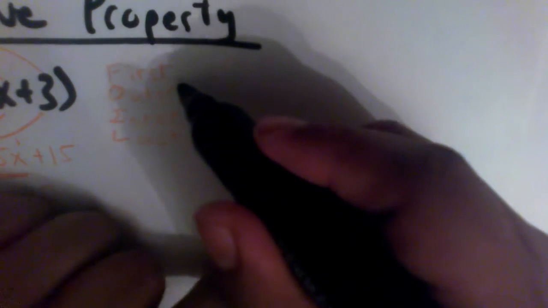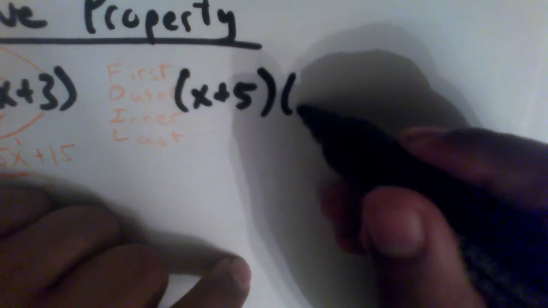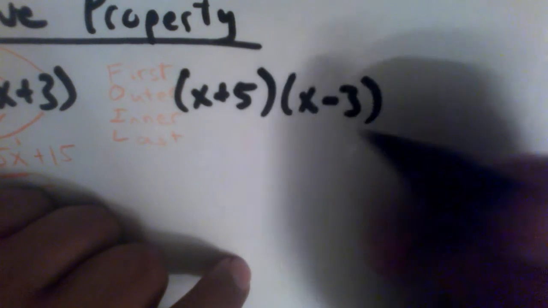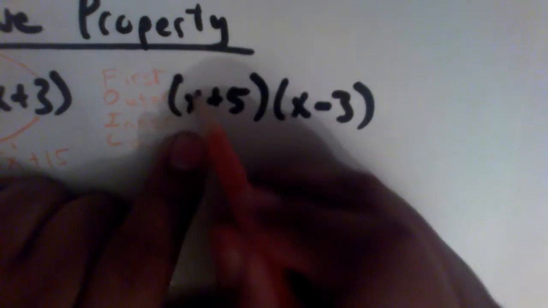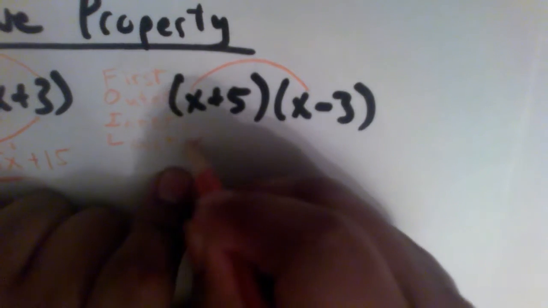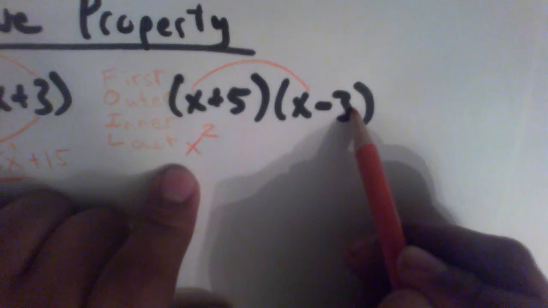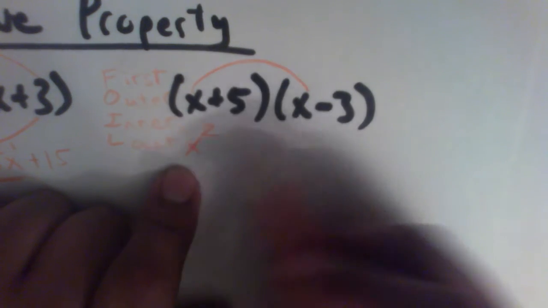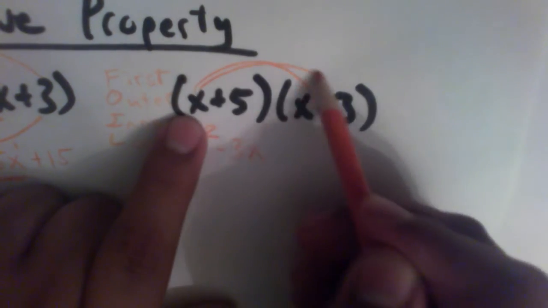This time we won't do the same kind of one, it'll be a little different. Let's do x plus 5 times, let's do a negative this time, x minus 3. The minus 3 can throw people off a little too. So what's x times x, because it's the first? This would be x squared. X times not 3, but negative 3, this will give me minus 3x.